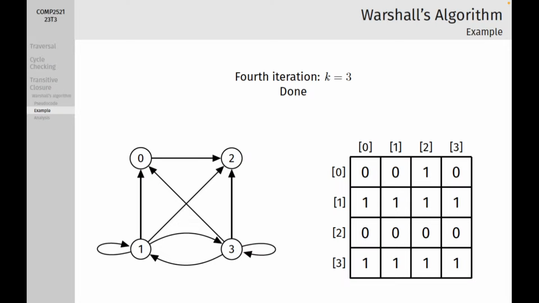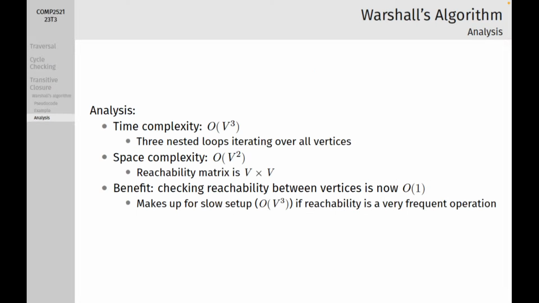So after the algorithm is finished, what we notice here are, these solid lines are the original edges of the graph, and these dotted edges are the paths that we've deduced. So we've deduced that there's a path from 1 to 2, from 1 to itself. We've deduced that there's a path from 3 to 0, from 3 to 2, and from 3 to itself. Okay? So that's Warshall's algorithm.